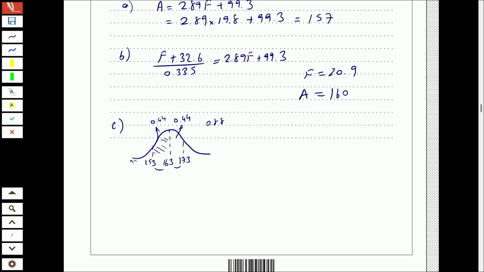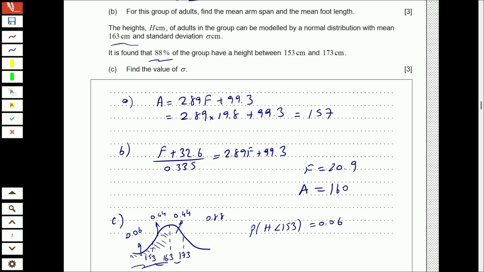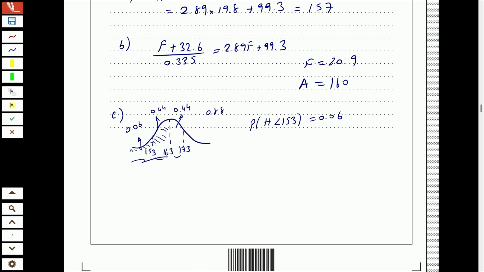If you look for the area before 153, it will be 0.06 because I know that half of the total area is 0.5. So from here you can say that the probability of the height being less than 153 equals 0.06. To find sigma, we're going to use the z-score. You can check the formula booklet also. It's 153 minus the mean 163, divided by sigma. It will give us the z-score.